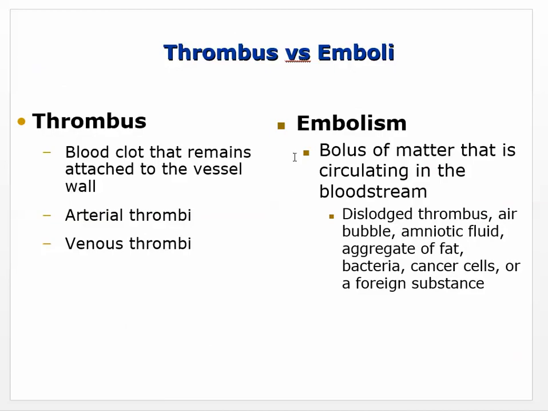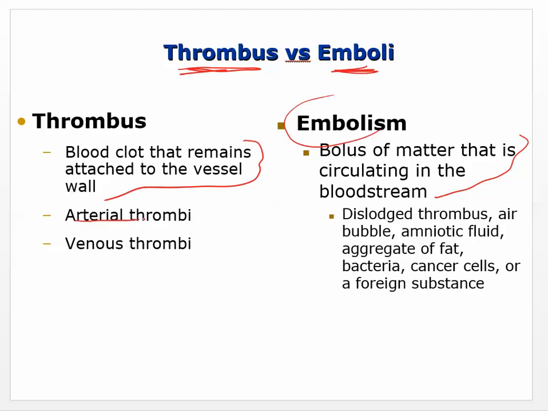Okay, so the last thing, for real, I've been mentioning these words: a thrombus, which is a clot, versus an embolus, which is a clot that's thrown. So technically, a thrombus is a blood clot that remains attached to the vessel wall. An embolus is a bolus of matter that is circulating in the bloodstream. I use them together because oftentimes a thrombus that is formed in one place may end up detaching and moving to a different place, which would be an embolism.